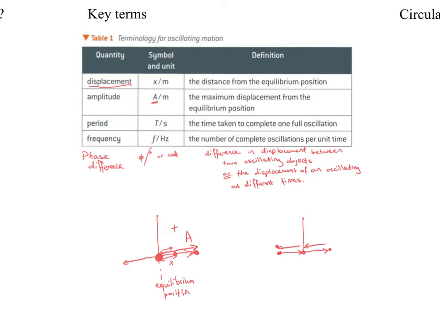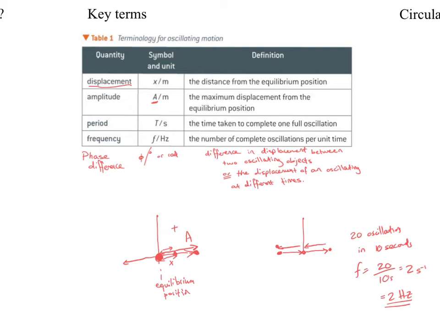Frequency is measured in hertz. The symbol is f, just like in waves, and it's just the number of complete oscillations per unit time. So if you were doing an experiment and you counted, say, 20 oscillations in 10 seconds, then you can find the frequency by saying there were 20 oscillations in 10 seconds. That would be 2 oscillations per second, or otherwise 2 hertz.